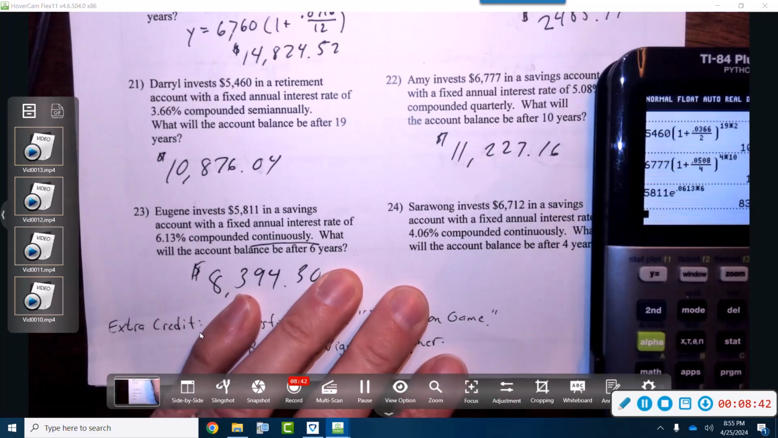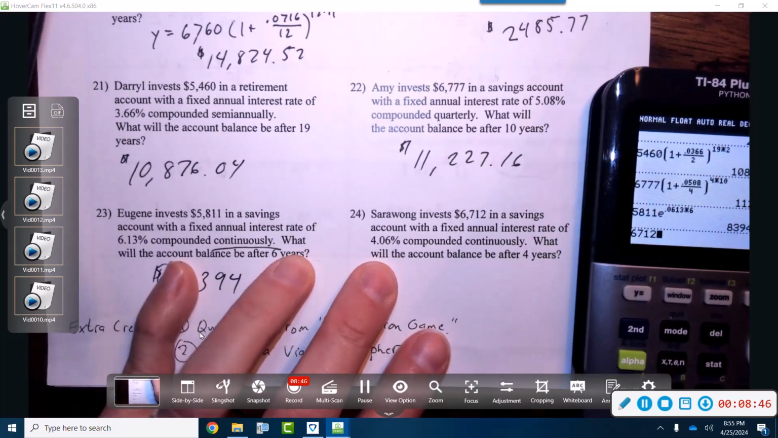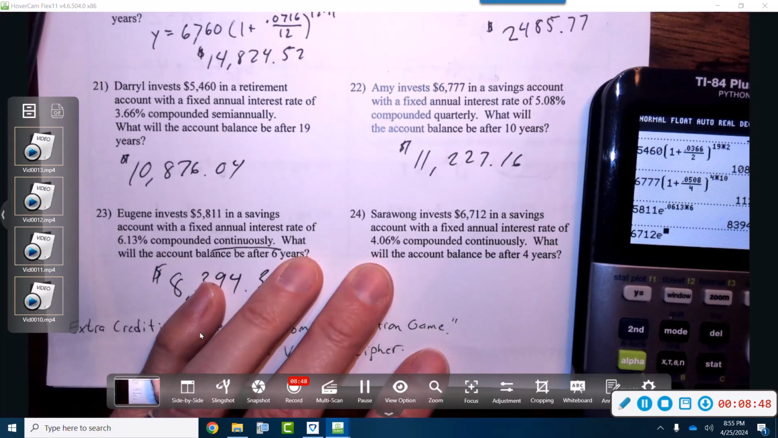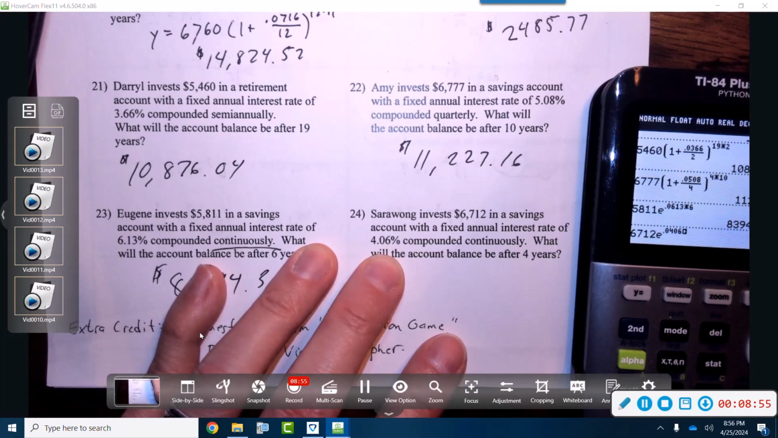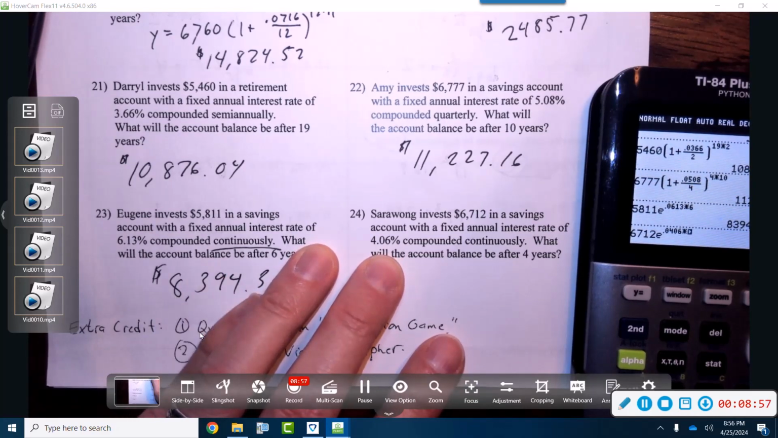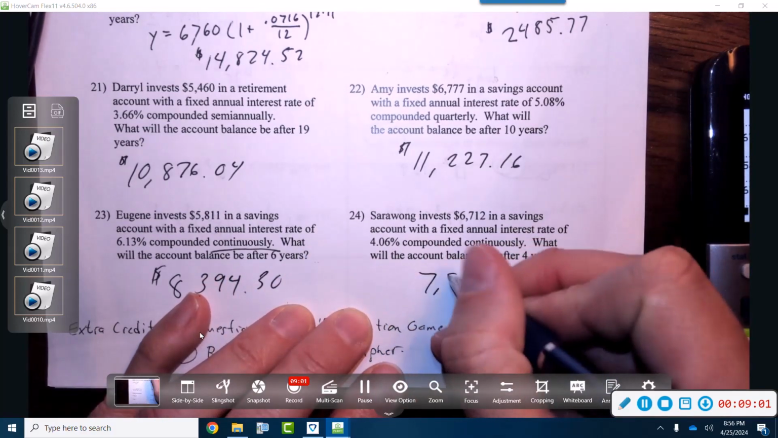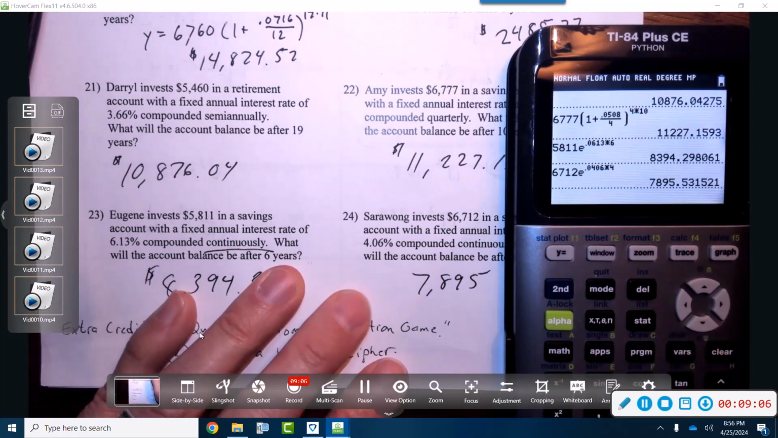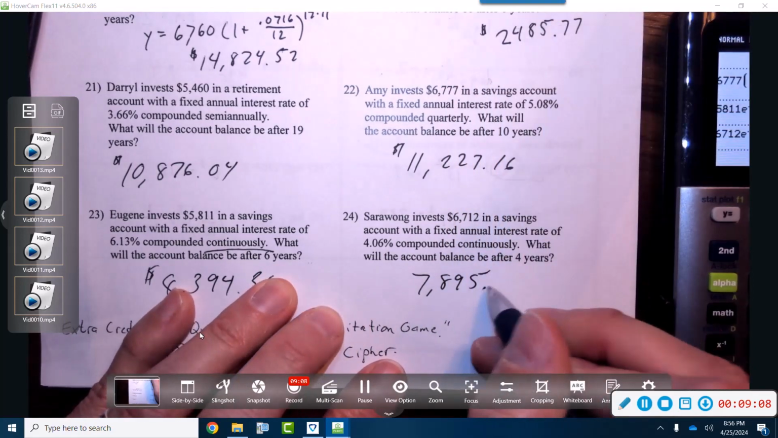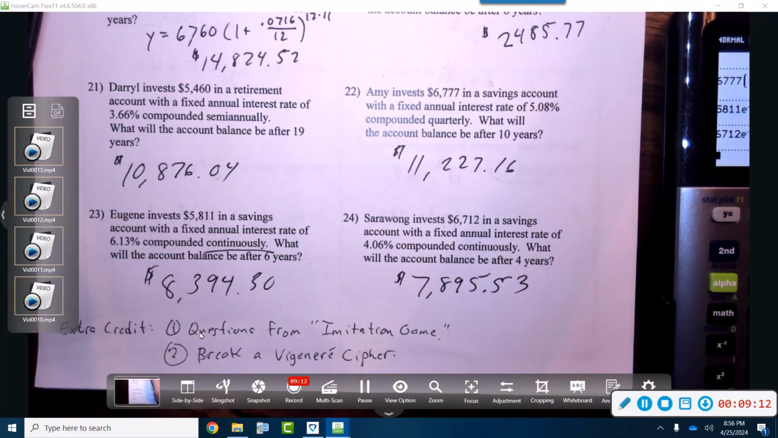Excuse me. All right, next one. 6,712 times e to the x. We've got 0.046 times 4 years. All right, 7,895. Okay, just take a snapshot there of what it should look like. And that does not betray my common sense, so there we go.